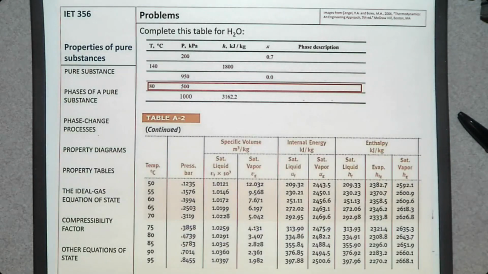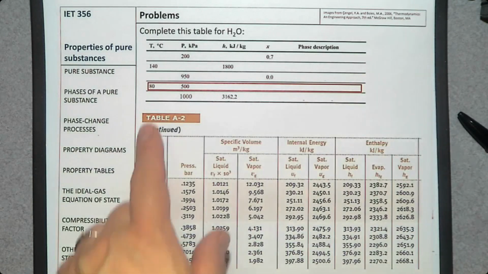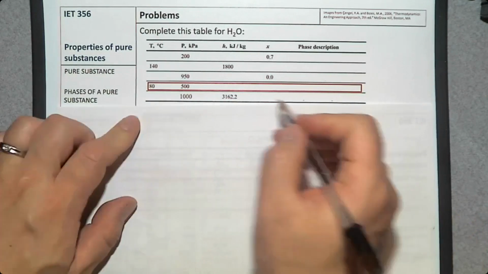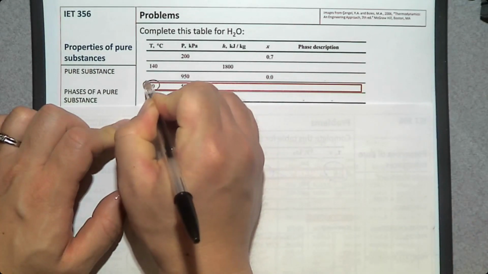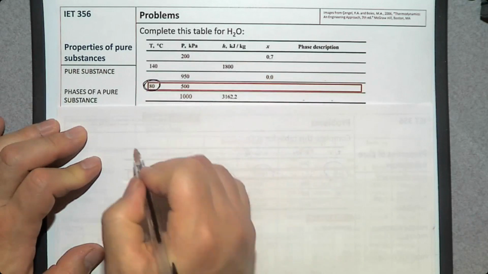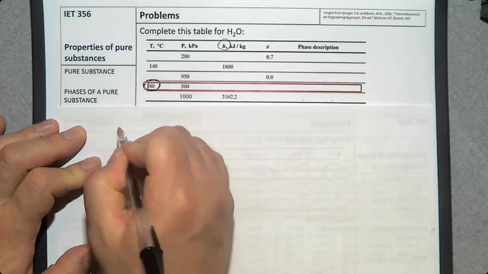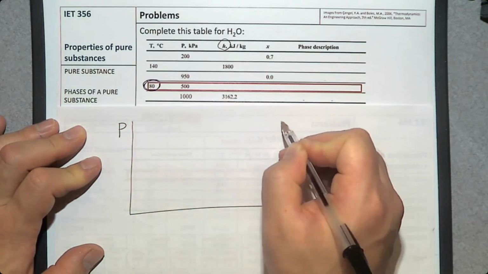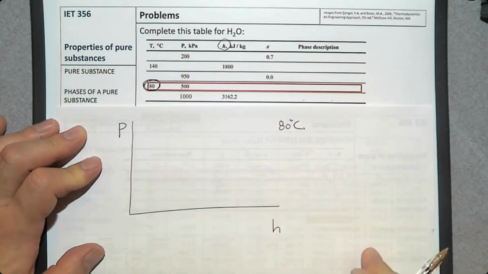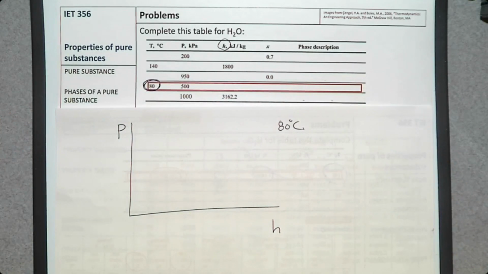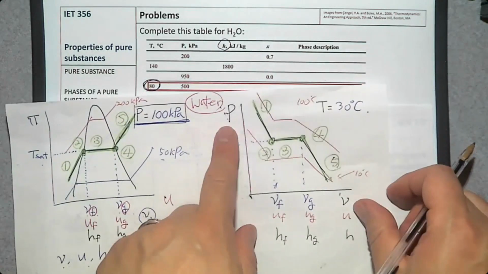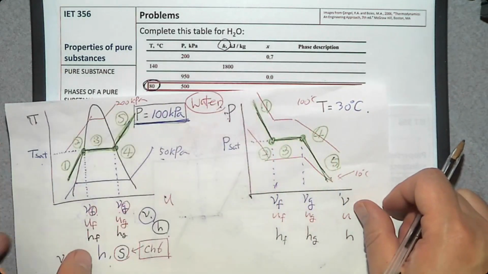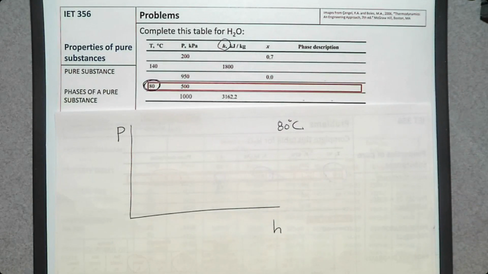This time, I'm going to select 80 degrees Celsius. So at 80 degrees Celsius, I'm going to use this temperature to make the Pv diagram. I'm sorry, Ph diagram. The Ph diagram at 80 degrees Celsius looks like this. This is the shape of the graph.